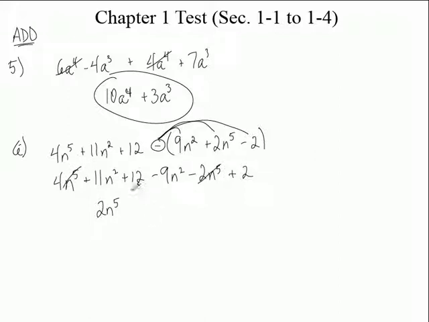What's the next highest power? N squared. So I'm going to add those together. I've got 11n squared minus 9n squared. So you just add the coefficients. 11 minus 9 is 2, positive 2, so we put a plus 2n squared. So that goes and that goes. And what else do we have? We got these constants. They're just the regular numbers. It's a positive 12, positive 2, add them up, and that's a plus 14. And that's all you have to do.